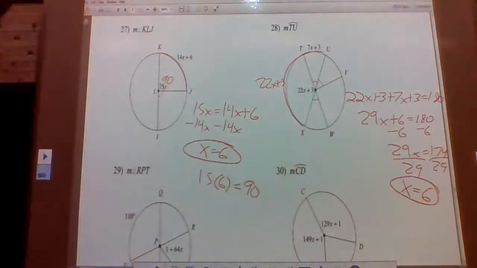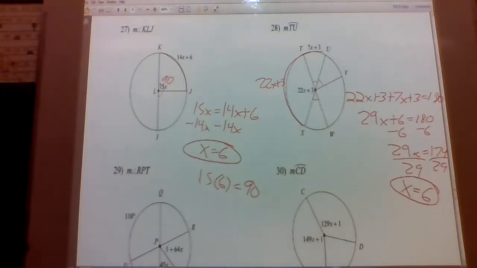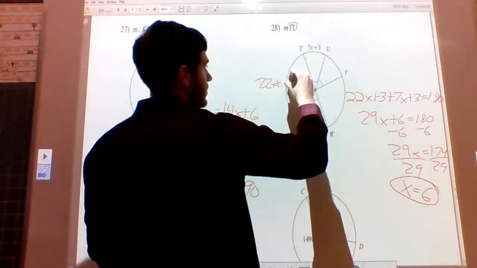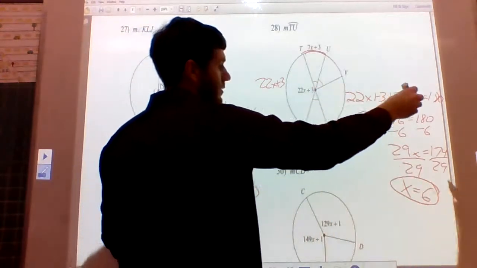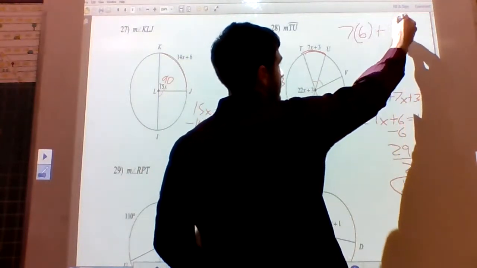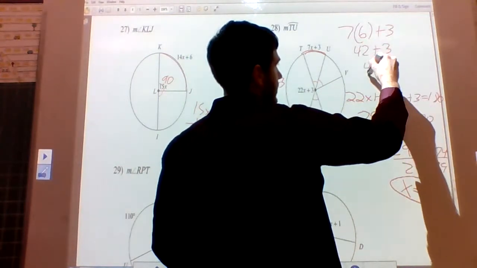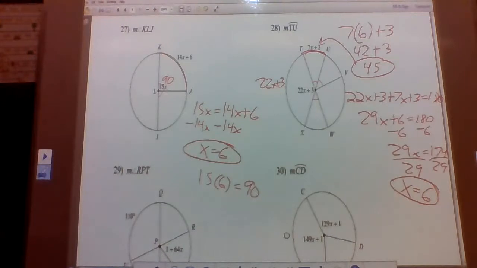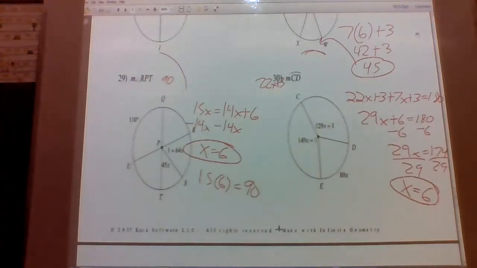Because 180 divided by 30 is 6. So if you have 29, you're going to have 6 more. So 180 minus 6 is 174. So x is 6. Okay, we want to find the measure of arc TU. So arc TU is just simply this one right here. So 7 times 6 plus 3. 42 plus 3 is 45. 29 and 30. That's the last two.